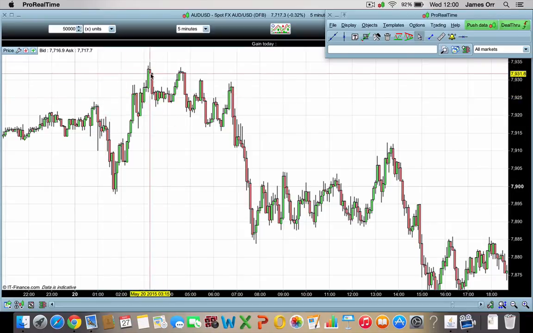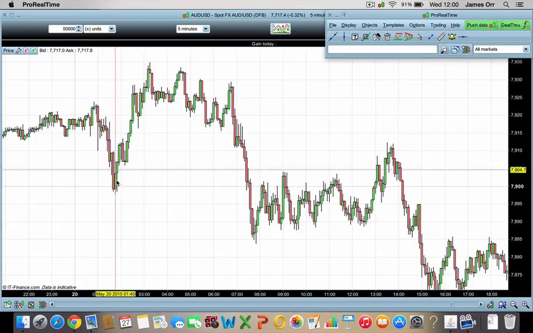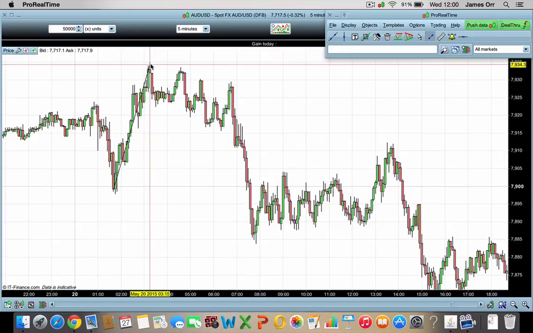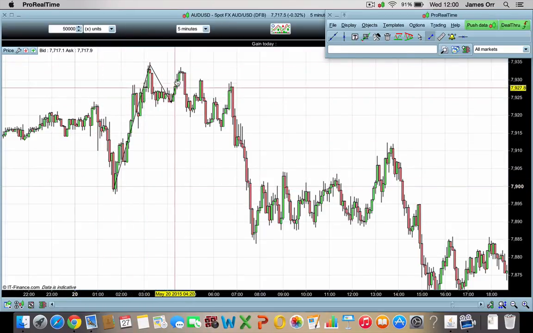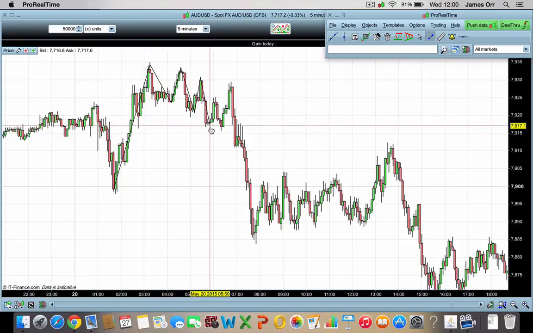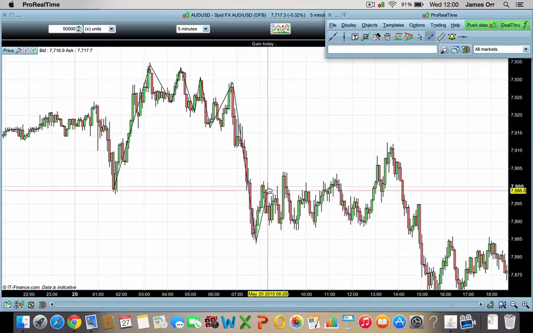So, okay, this is the 5-minute Australian dollar, US dollar, and all you need to do is take the arrow function, or if you haven't got an arrow function, you can take line function. It doesn't really matter. You can draw lines. And what you're doing is you're basically tracing how the market has moved, like this. Just trace the market out. There's one there.